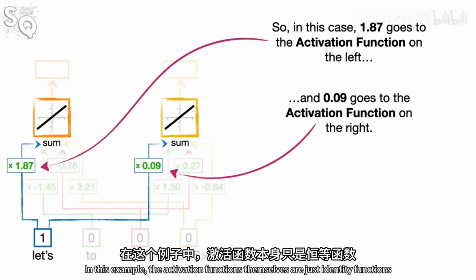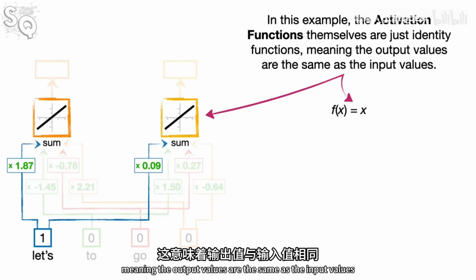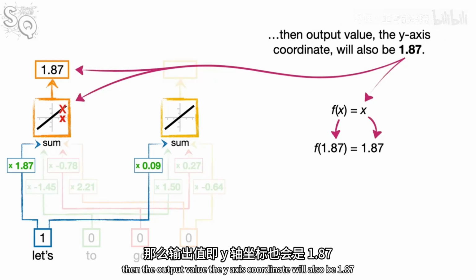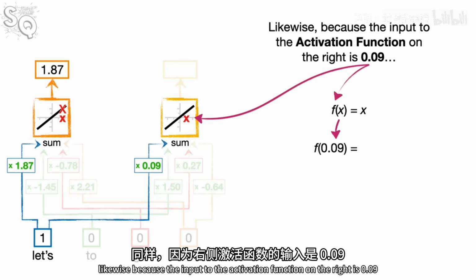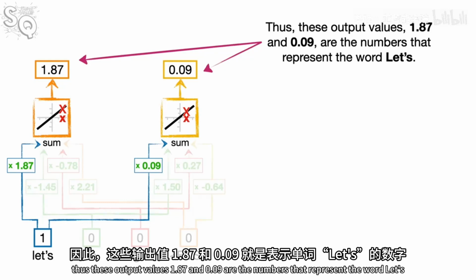In this example, the activation functions themselves are just identity functions, meaning the output values are the same as the input values. In other words, if the input value, or x-axis coordinate, for the activation function on the left is 1.87, then the output value, the y-axis coordinate, will also be 1.87. Likewise, because the input to the activation function on the right is 0.09, the output is also 0.09. Thus, these output values, 1.87 and 0.09, are the numbers that represent the word "let's."